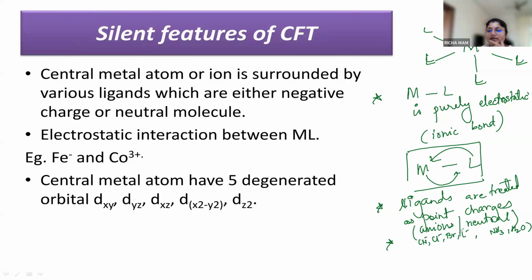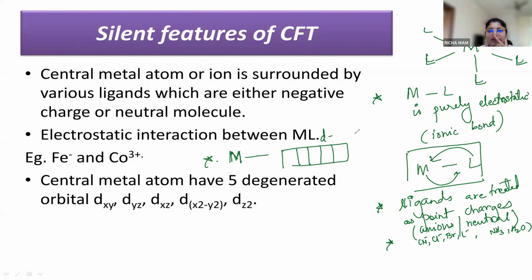They are treated as dipoles. Now, the third point is that whenever you have an isolated metal ion, these metal ions will have 5 orbitals: 1, 2, 3, 4, 5. So these are going to have 5 d orbitals, right?